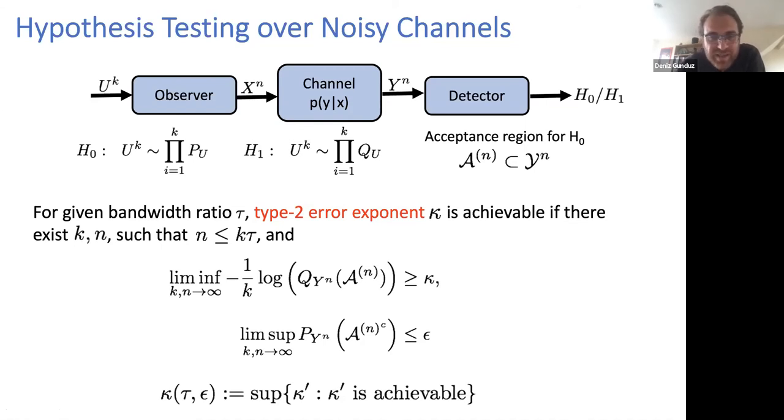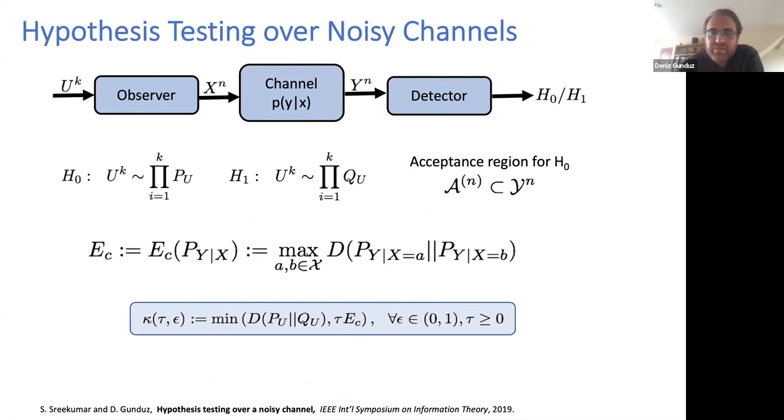In this case, it's intuitive that unless we impose some constraints on the observer, as I said, some complexity constraints, which is typically difficult to do in an information theoretic formulation, we expect that the optimal will be to make the decision locally and then send that decision over the channel. But we want to prove this. Here we look at the type 2 error exponent under a constraint on the bandwidth, so you can use the channel tau times per source sample. It's not very difficult, but going through the proof, you can show that the best error exponent depends on the divergence between the two distributions and the channel error exponent, the minimum of the two.